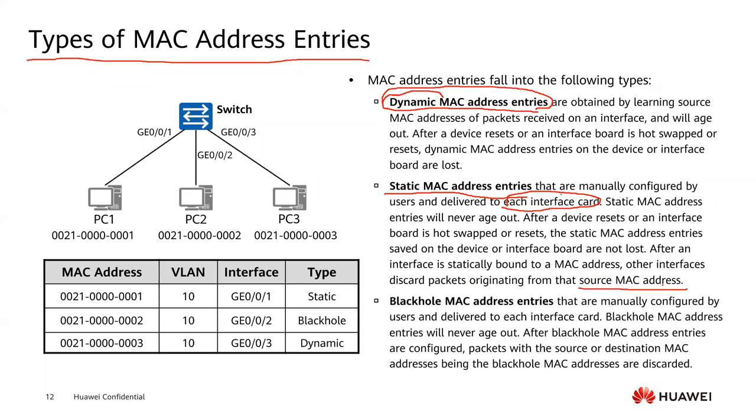The last one is the black hole MAC address entries. What is it? It is just like a black hole route entry. It is configured by the administrator, and all frames destined to this entry will be dropped. Why? Because the switch will not have an active entry for this MAC, since it is a black hole MAC address.